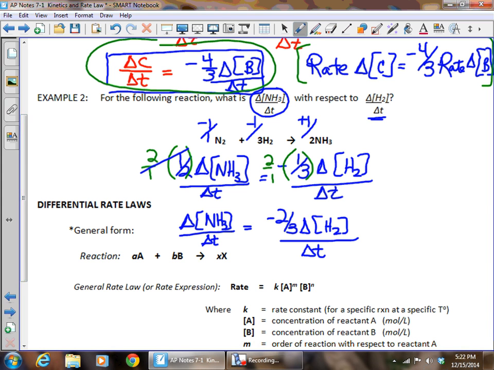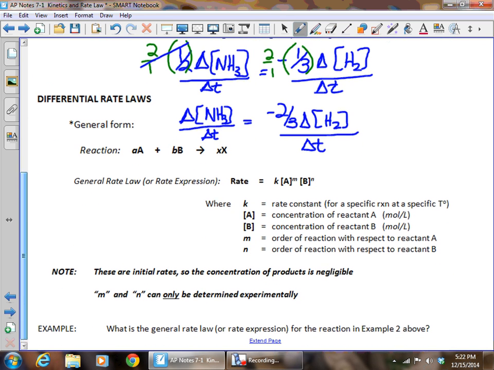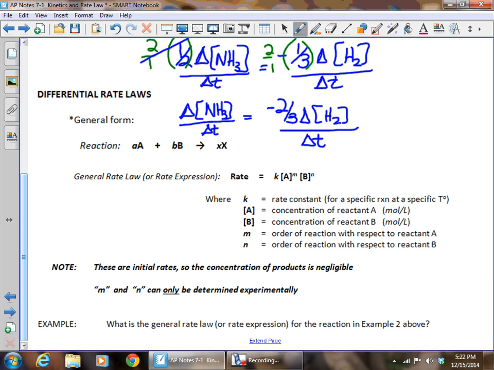So that gives us our initial change, relative rate. When we write, next of all, a differential rate law, the general form comes from the reaction. In this case, the small a and small b are referring to coefficients. So some number of A molecules or particles plus some number of B is going to yield some number of X.